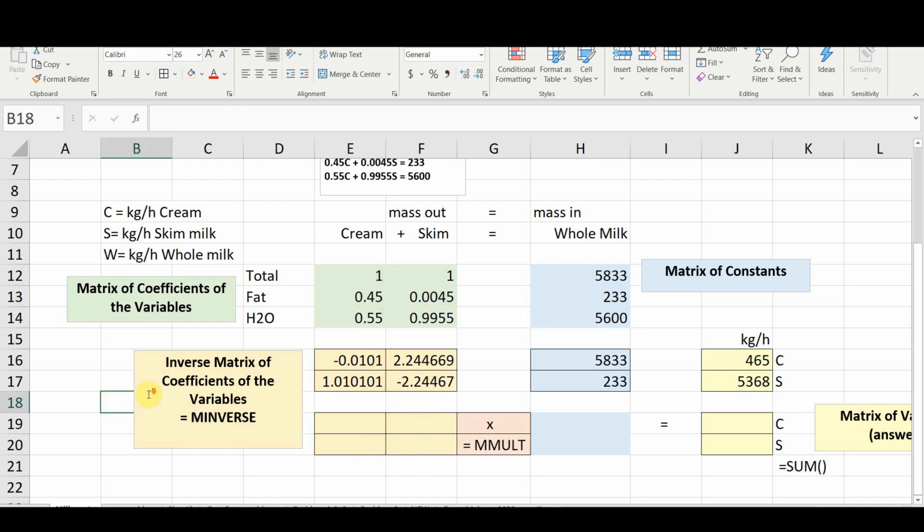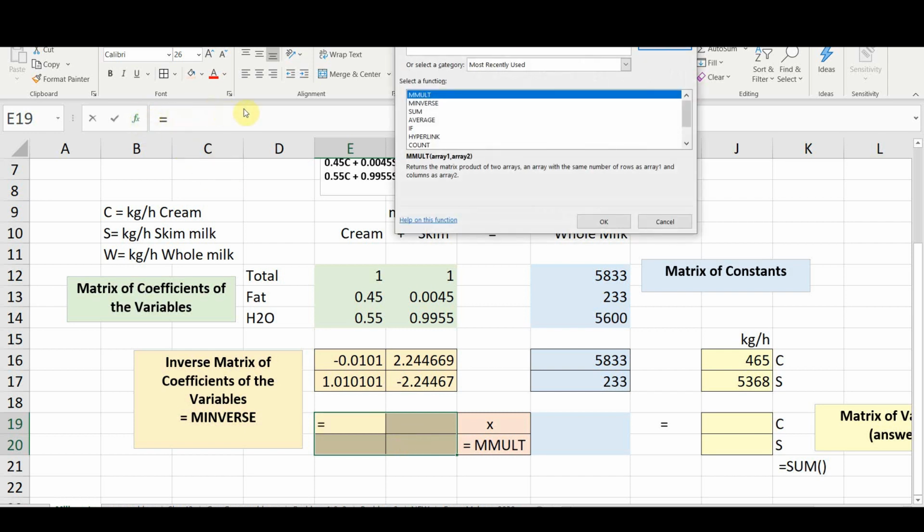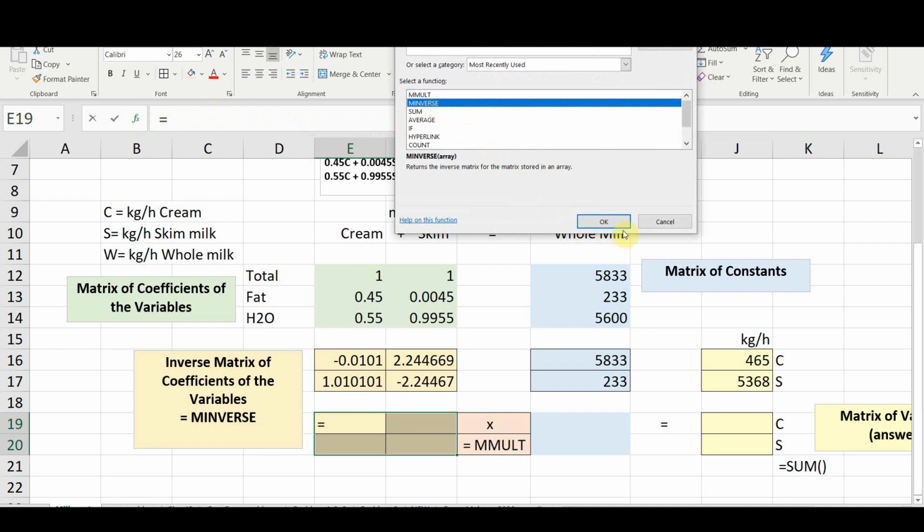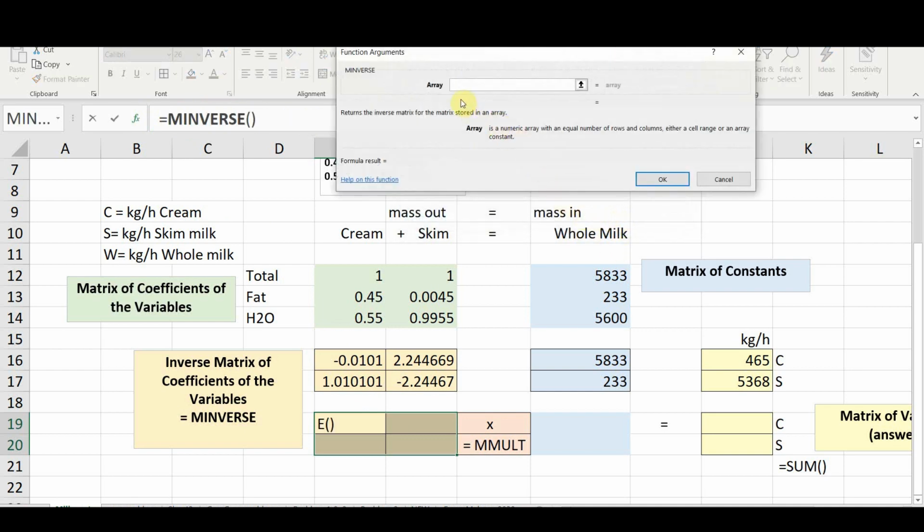So to solve this in Excel, we have to multiply the inverse of the matrix of the coefficients of the variables times the matrix of the constants. So we need to get the inverse first. I'm going to take the first two equations, these two. I want the inverse of this matrix. So first select the cells where the inverse matrix will be displayed. Insert a function. The function is called MINVERSE, and say OK. Now Excel is asking what array do you want the inverse of, so simply select those 4 cells.